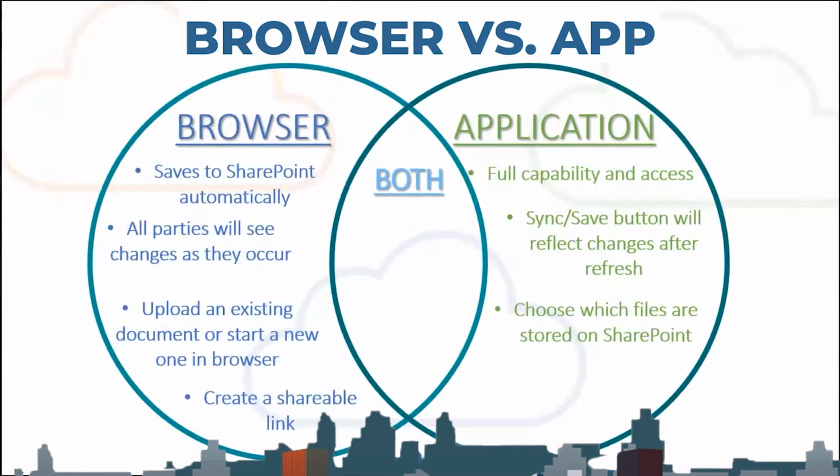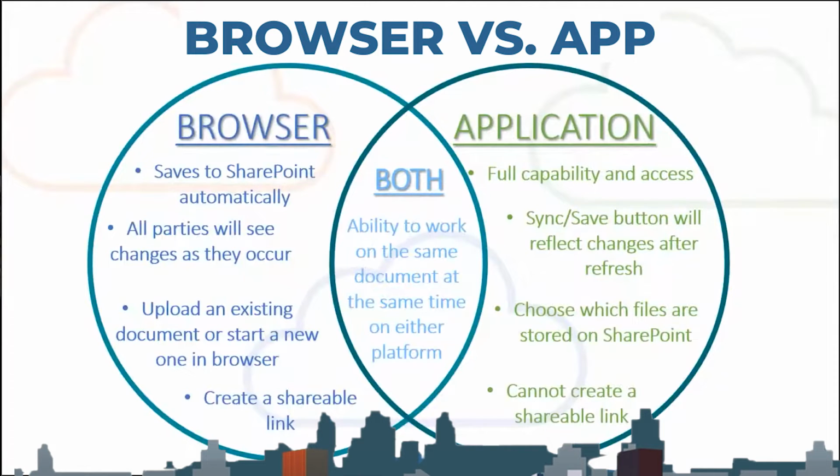But you can have somebody open the document in the application and another in the browser, so you can still collaborate. It's not going to restrict your access if one person is working in the application and another in the browser. And then you can also choose which files you want stored on SharePoint from the application. If you start in the application, you can choose whether or not you want to store this directly to SharePoint or not. The only thing is that you cannot create a shareable link as you would be able to do in the browser. However, in both, you have the ability to work again on the same document at the same time on either platform. There's no restricted access. You can have it open as many times as you'd like in the browser and in the desktop application.